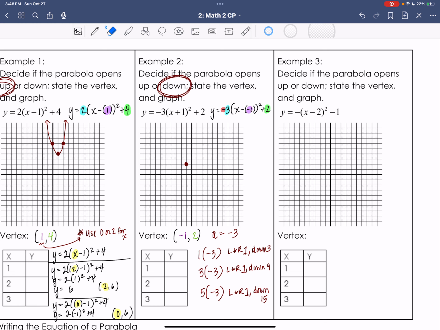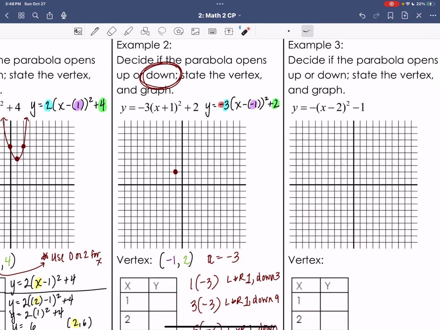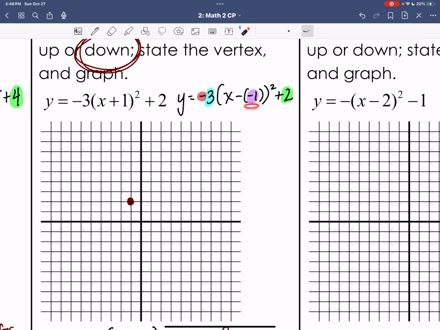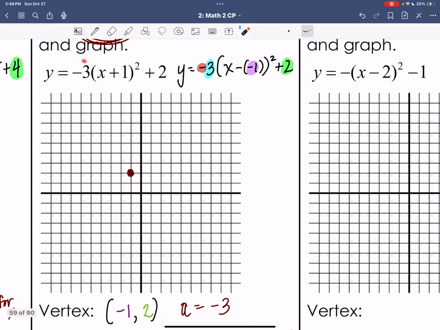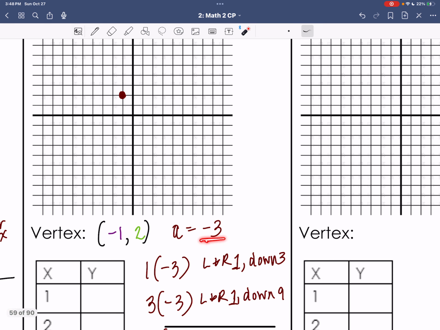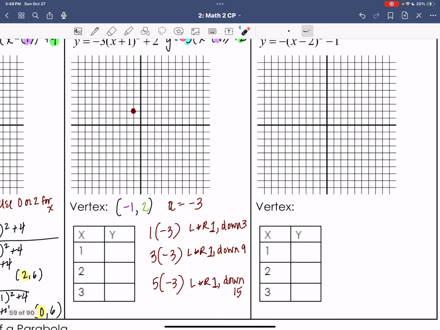Well, your vertex is H, K. And if you notice, I rewrote this plus to minus and minus. So that's where we get -1 and 2 is your vertex. And that's what I graphed right here. So vertex is -1, 2. All right, so let's look at A. So A is -3. So this is a shortcut kind of way.